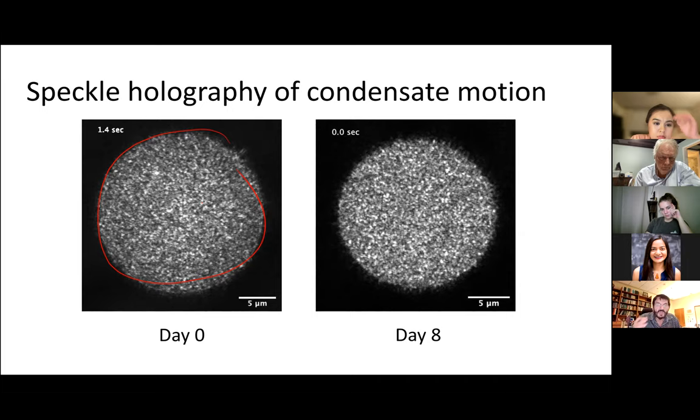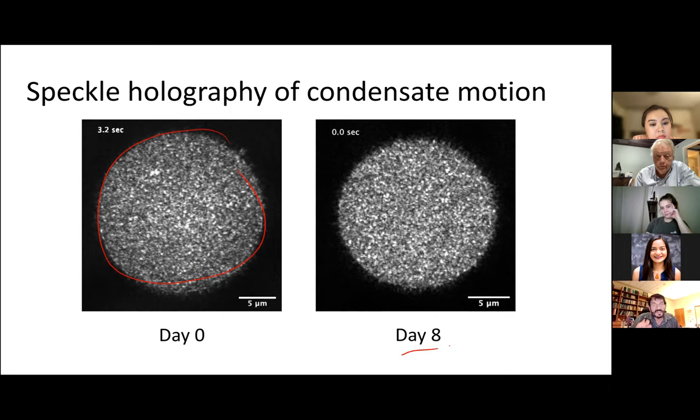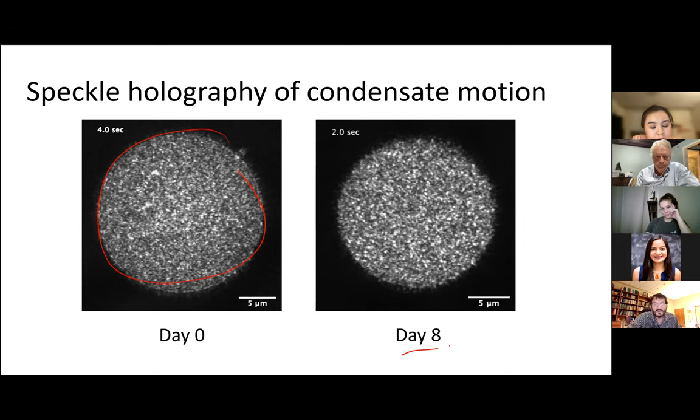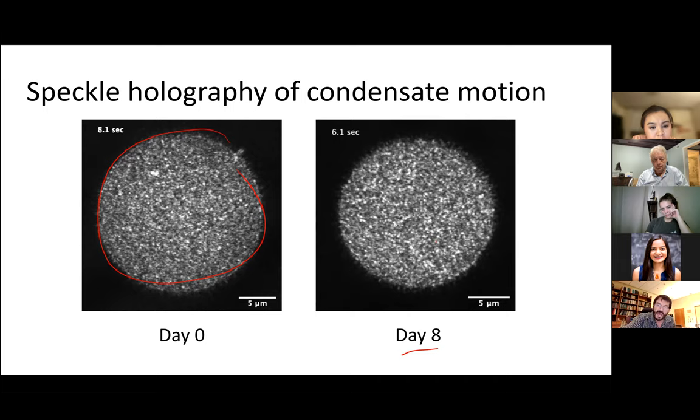But if we wait, here we waited about 8 days, and now we know the sample is becoming solid. And if we look at them, the speckles don't move. They don't fluctuate. They sort of stay stationary. Some of them fluctuate, but you can see if you sort of step back with your eyes, you can see sort of these networks of stationary speckles.